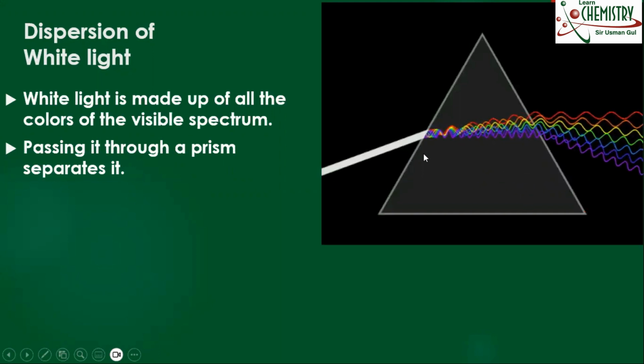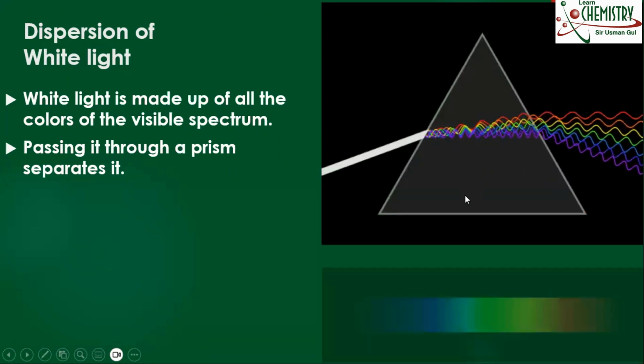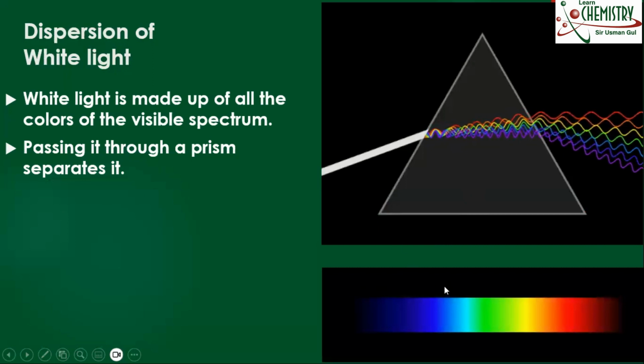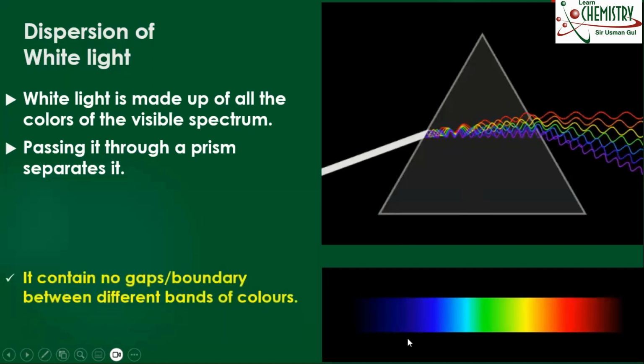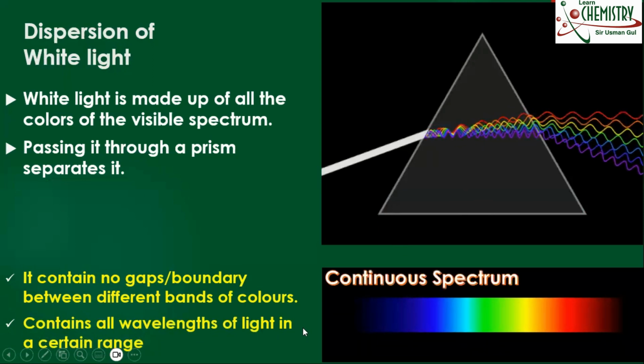So what we get after this, the output of this spectrum, we get this kind of output on the photographic plate. So you can see all the bands of colors are there. Basically it contains no gaps, no boundary between different bands of color. You can see there is no boundary, all the colors are merged together. And secondly, it contains all the wavelengths of the light in a certain range. So this spectrum must have a specific identification. So we identify this type of spectrum as continuous spectrum.